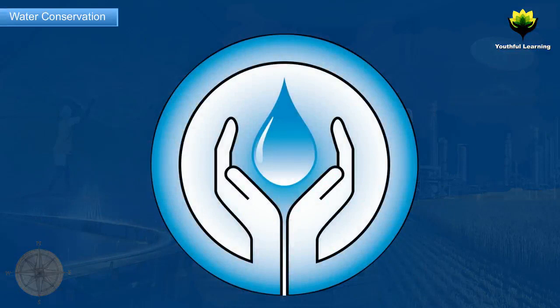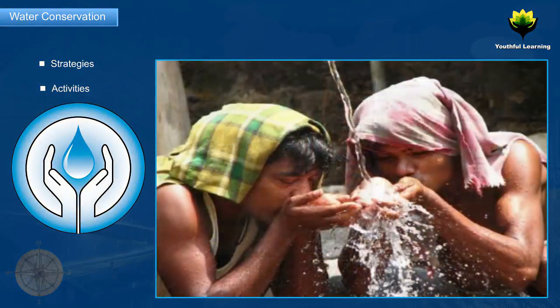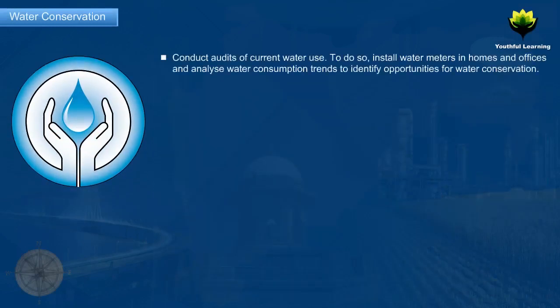Water conservation. Water conservation involves strategies and activities that help manage the freshwater resources so as to meet current and future human needs. Few of them: conduct audits of current water use. To do so, install water meters in homes and offices and analyze water consumption trends to identify opportunities for water conservation.